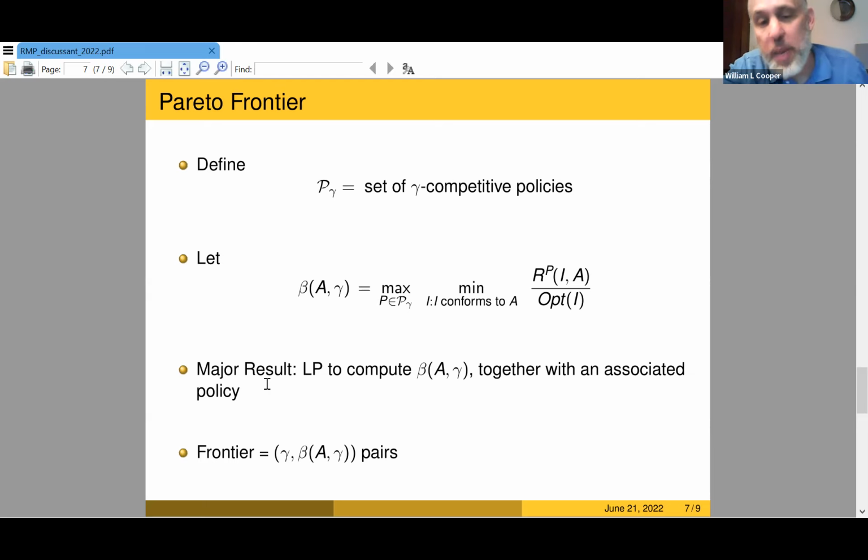And a main result of the paper is a linear program to compute that beta. There's two essential pieces to this. The first piece is that there's an LP that computes an upper bound on this beta of A comma gamma. And then the solution to that LP is used to create a policy that actually attains that upper bound. So that tells you that the solution to that LP is exactly giving us beta of A gamma. And then this frontier that we're interested in is the gamma beta pairs. So that's, I would say, the central result of the paper.